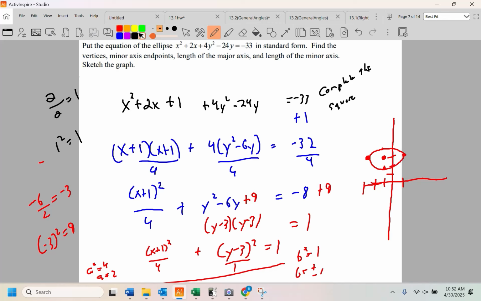So where are my endpoints? That's why I like to actually graph these things. I have an endpoint at (-3, 3). I have an endpoint at (-1, 4). I have an endpoint at (1, 3), and I have an endpoint at (-1, 2). You talk about the length of the major axis. This thing is 4 units long. The length of the minor axis, it is 2 units long.